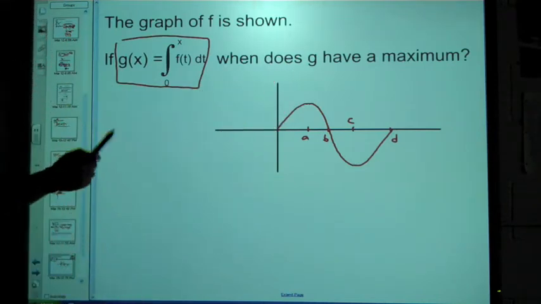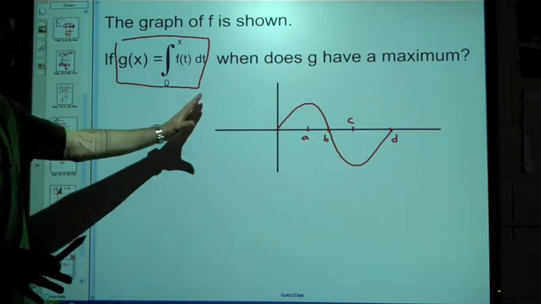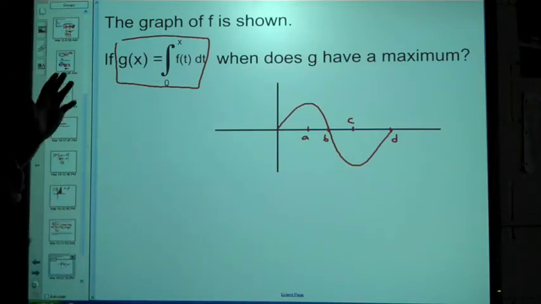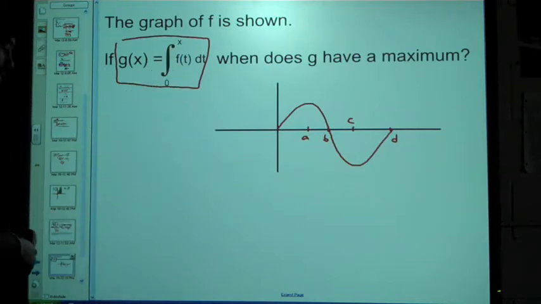What is G? An accumulation function. When do we have a maximum what? Maximum area under the curve. So just from looking at this graph, and nothing else, we're not even doing any calculus, just using common sense. If you understand what this question is asking you, you should be able to get the answer. From 0 to what point will I have the most area under the curve?